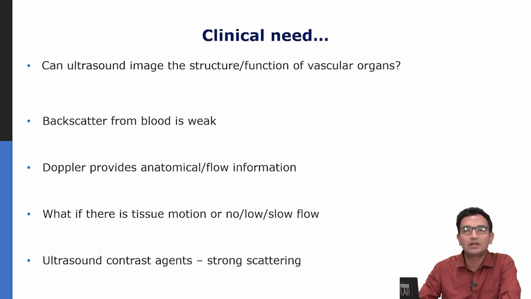So for example, consider the microcirculation. These microcirculation have very low blood flow velocities, and Doppler cannot sensitively detect the blood flow in the microcirculation and cannot even anatomically look at the microcirculation. So that is where there is a need for ultrasound contrast agents to enhance the scattering from blood-filled organs.